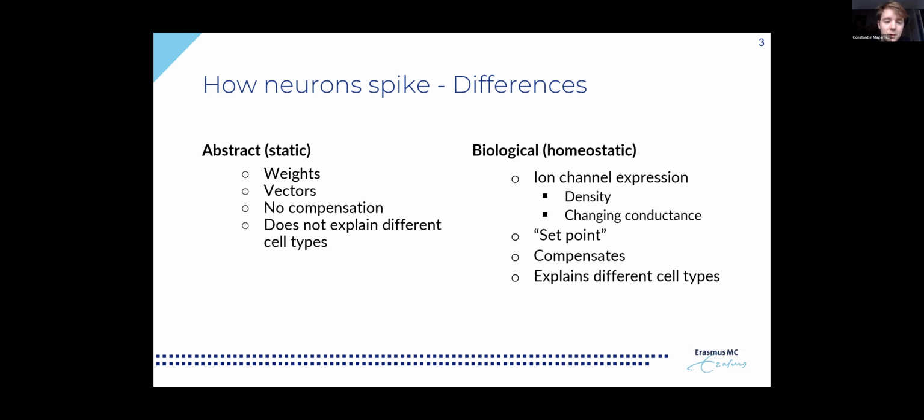Also, the more abstract models do not really have any compensation of the neurons and do not explain the different kinds of cell types, they just encode them as being different. And ours does actually explain the set points certain neurons have, explain the way they can compensate, and explains how different cell types can come to be.